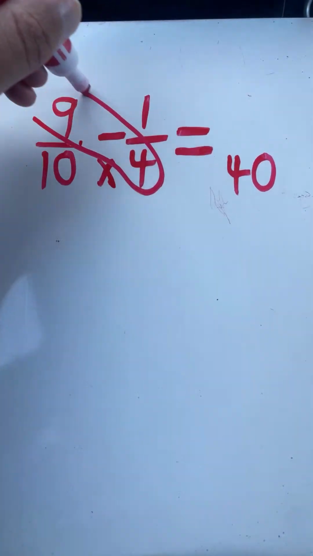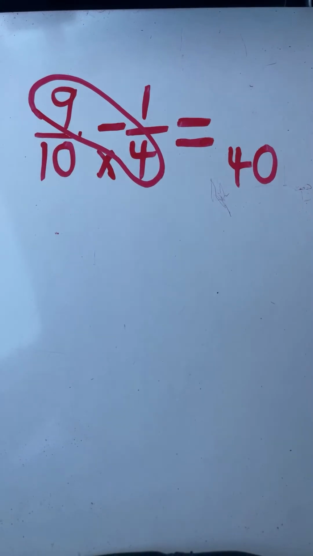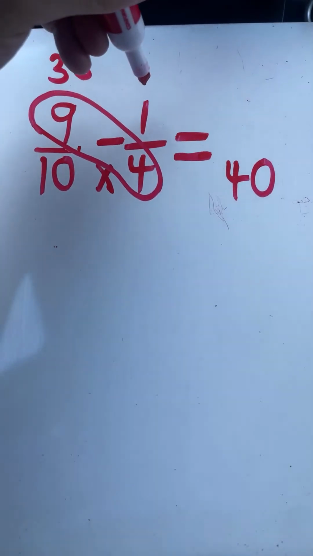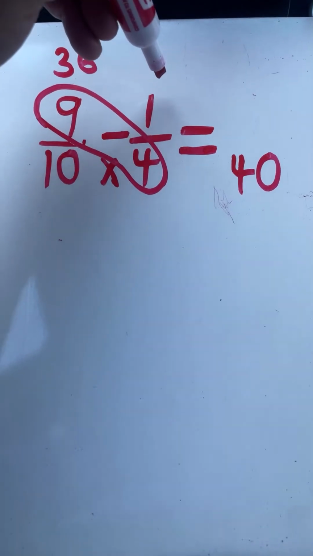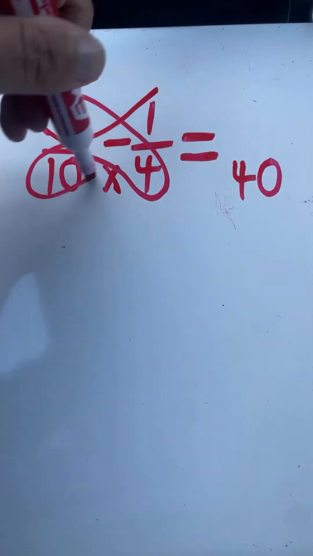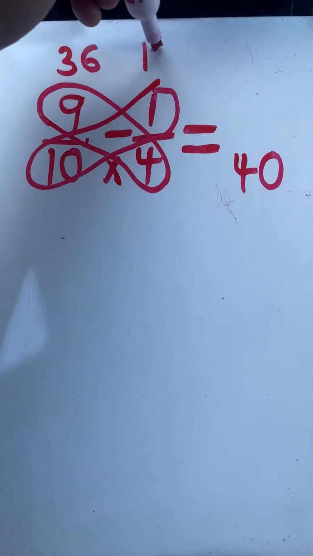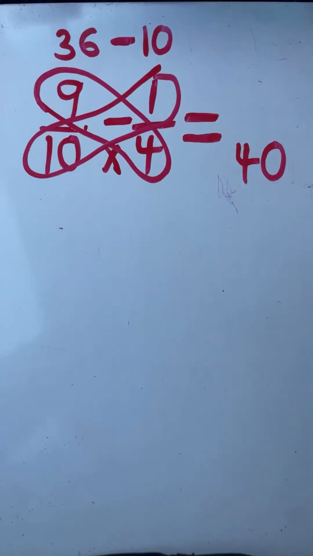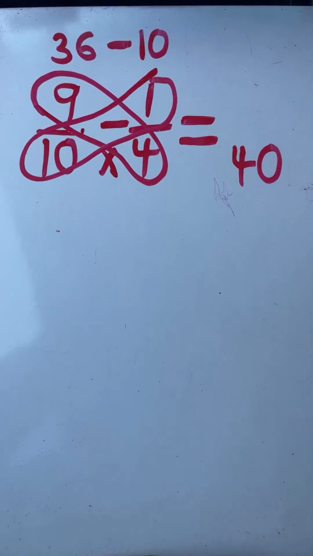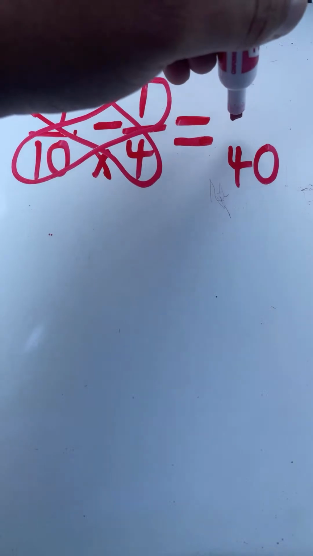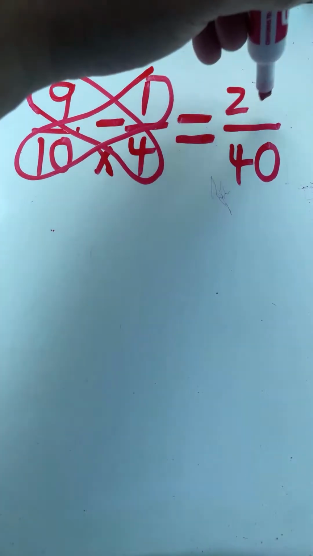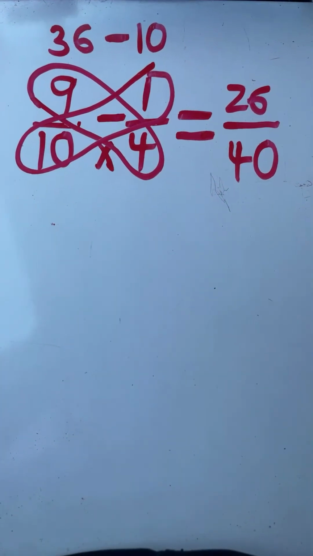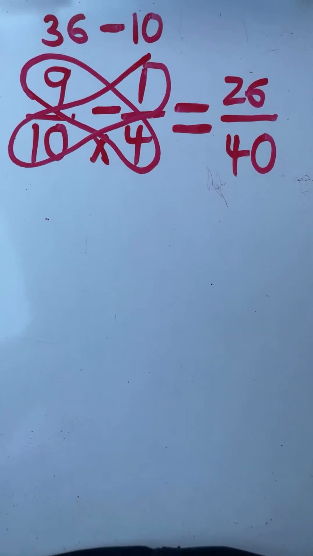Next, we're going to cross multiply. 9 times 4 equals 36. 10 times 1 equals 10. 36 minus 10 equals 26. So we have our final answer, 9/10 minus 1/4 equals 26/40.